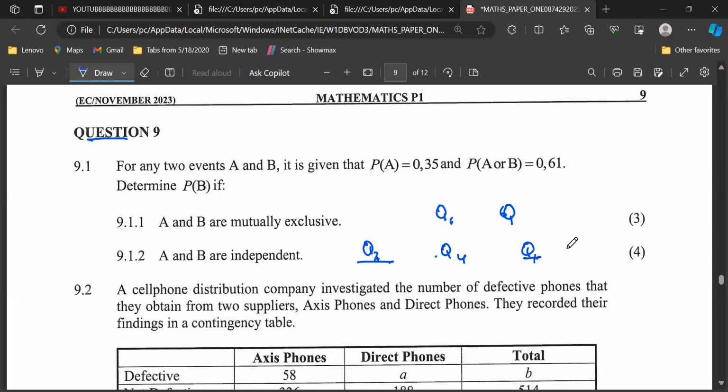And then we can go to finance, which is question 7. We can then go to probability, which is question 9. And then from there, we can go to question 2. After that, it's in no particular order. You can just approach them.